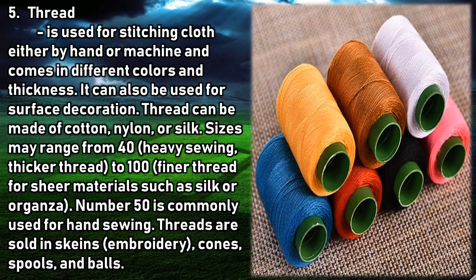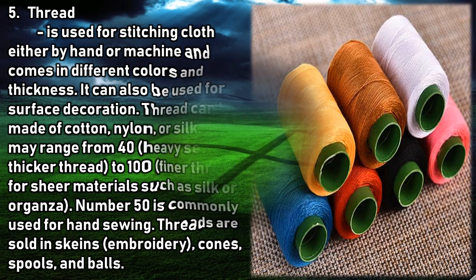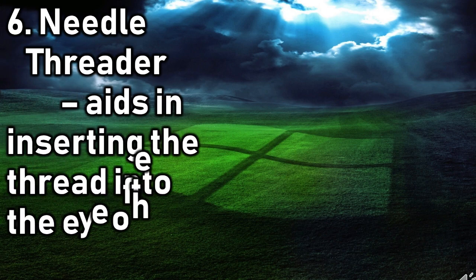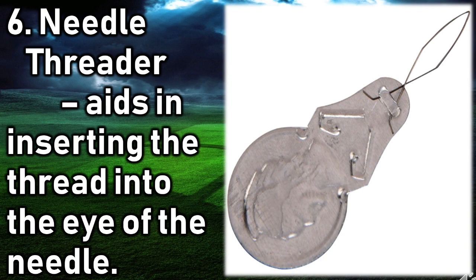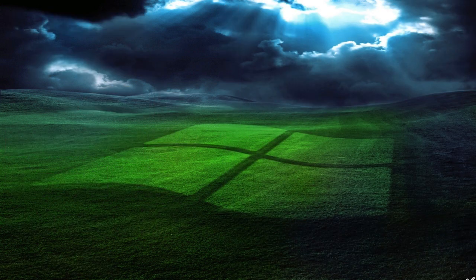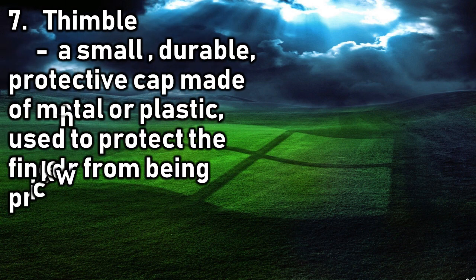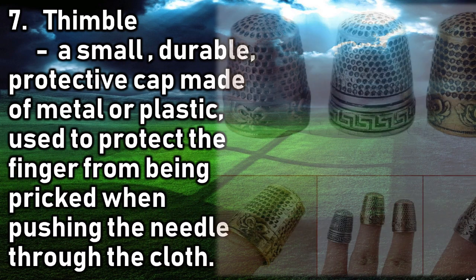Threads are sold in skeins, embroidery, cones, spools, and balls. Needle threader aids in inserting the thread into the eye of the needle. Thimble. A small, durable, protective cap made of metal or plastic, used to protect the finger from being pricked when pushing the needle through the cloth.